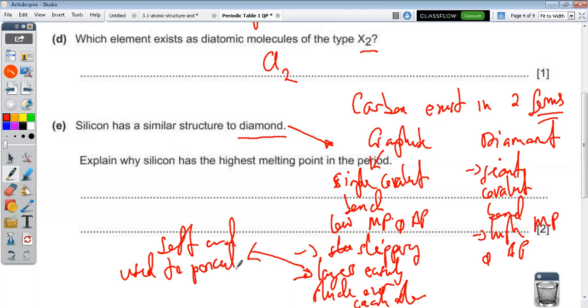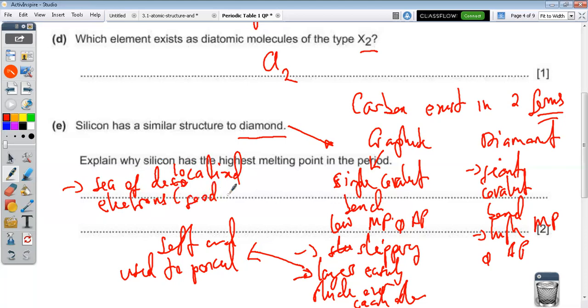Then it also has a sea of delocalized electrons. I'll explain, I'll draw just now. Sea of delocalized electrons. So graphite has these electrons, which means it's a good conductor of electricity. It's a non-metal, but it's a good conductor of electricity because of that structure.